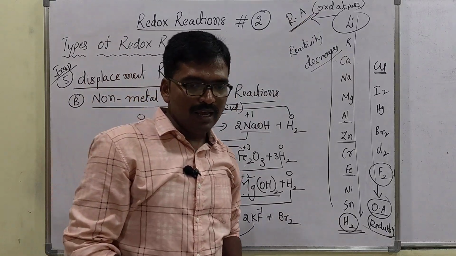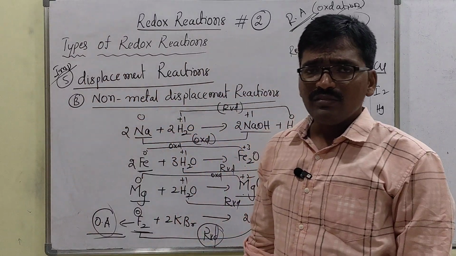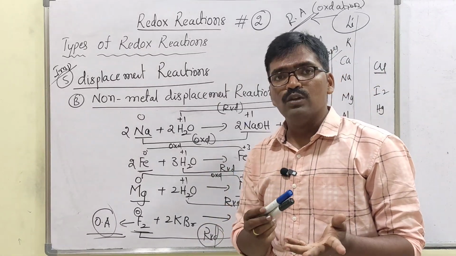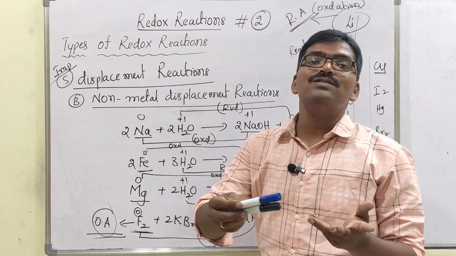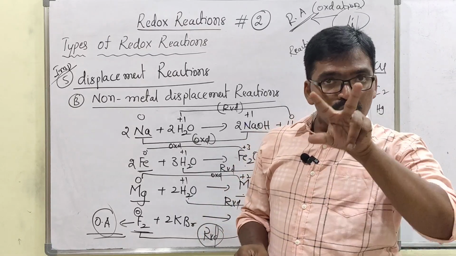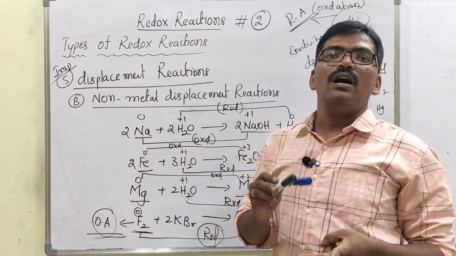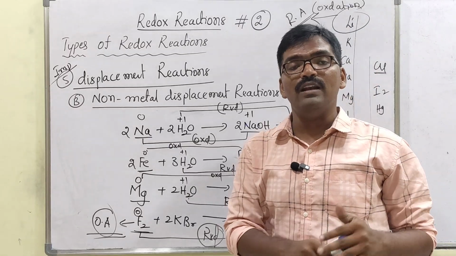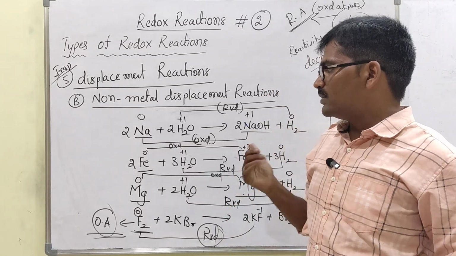Okay, clear? In the next video I will discuss how to balance redox reactions by two methods: the oxidation number method and the ion electron method. So we'll discuss two methods.